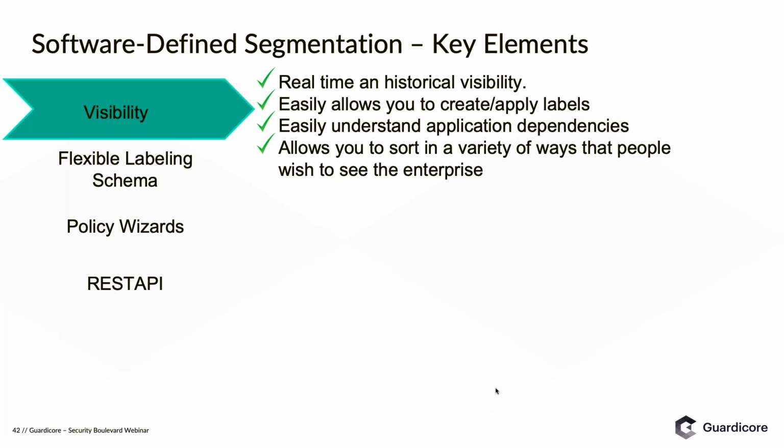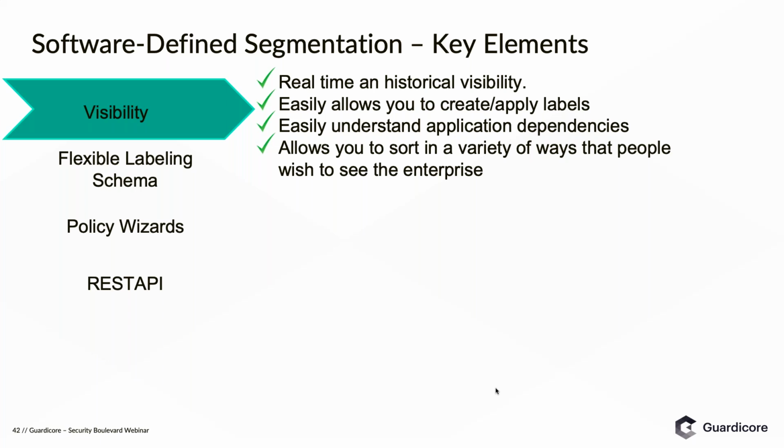Also for DevOps and infrastructure people, and security people, it could be a source of forensic information. It could also be a source of compliance information, saying, hey, listen, here's 90 days of information. You can see for a fact that our PCI compliant boxes are only doing what they're supposed to do, and nothing else can talk to them. This visibility also gives you the ability to create apply labels easily, find your application dependencies, and the biggest thing about having this kind of visibility, the flexibility to allow you to sort in various ways.